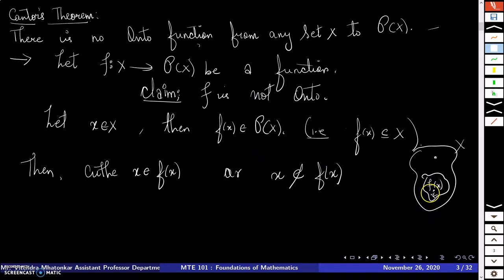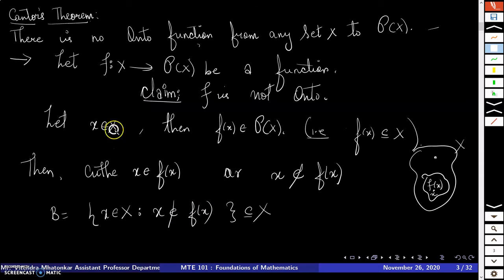Okay, but exactly one of this will happen. Either x is there in f of x or x is not there in f of x, right? So what we will do is form a set B which will be a subset of X, and I will collect all those points x in X such that x is not there in the subset f of x.